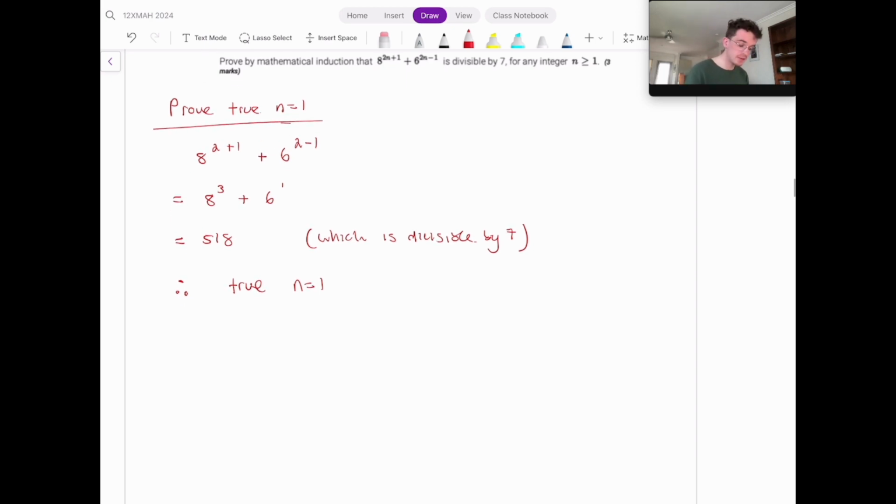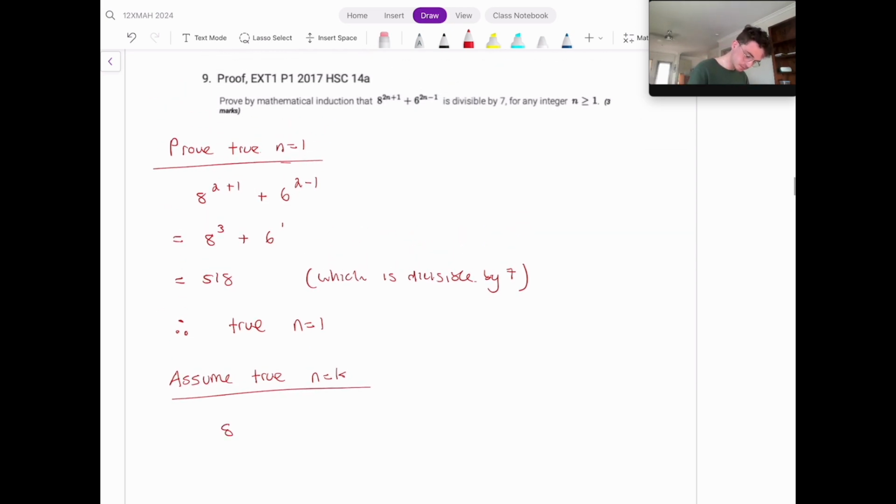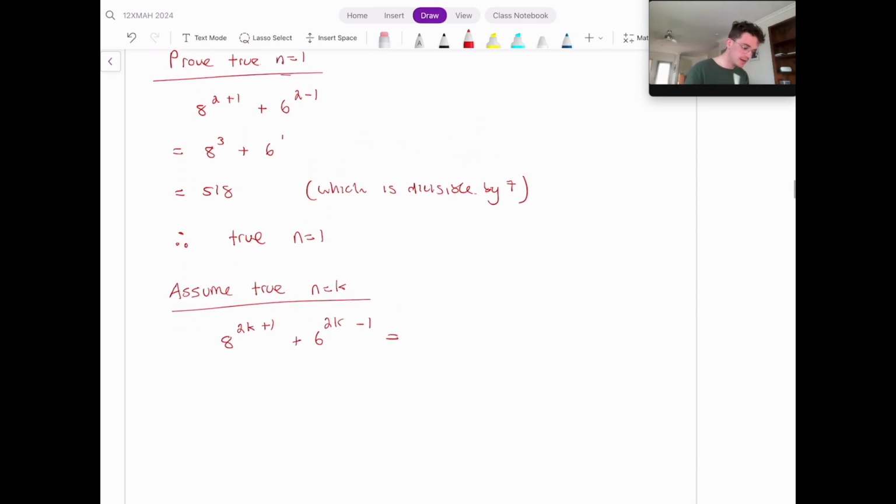We know our next step in mathematical induction is to assume true for n equals k. So we're just going to look at our original formula and go, okay, 8 to the power of 2k plus 1 plus 6 to the power of 2k minus 1. And we're going to say, okay, well, for that to be divisible by 7, it has to be equal to 7 times some positive integer p. And we're going to state that k and p are some positive integers. So k and p belong to the positive integers.